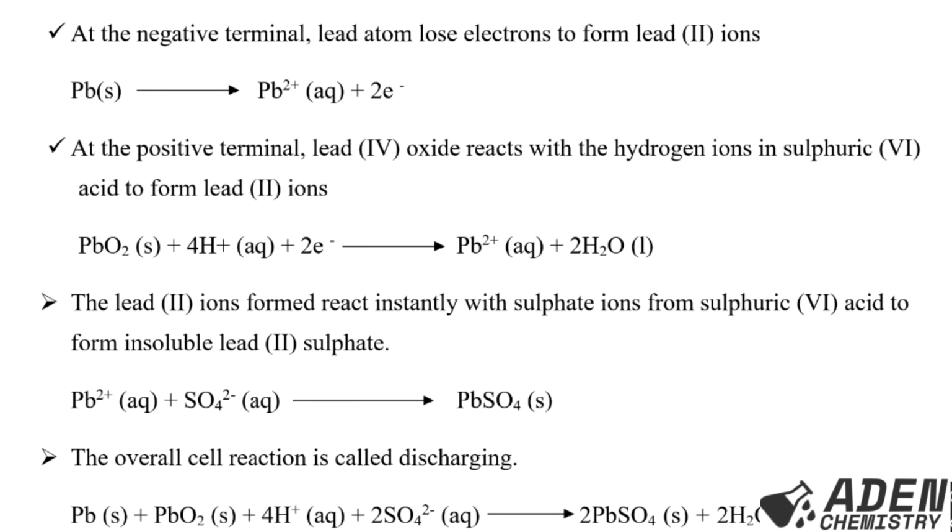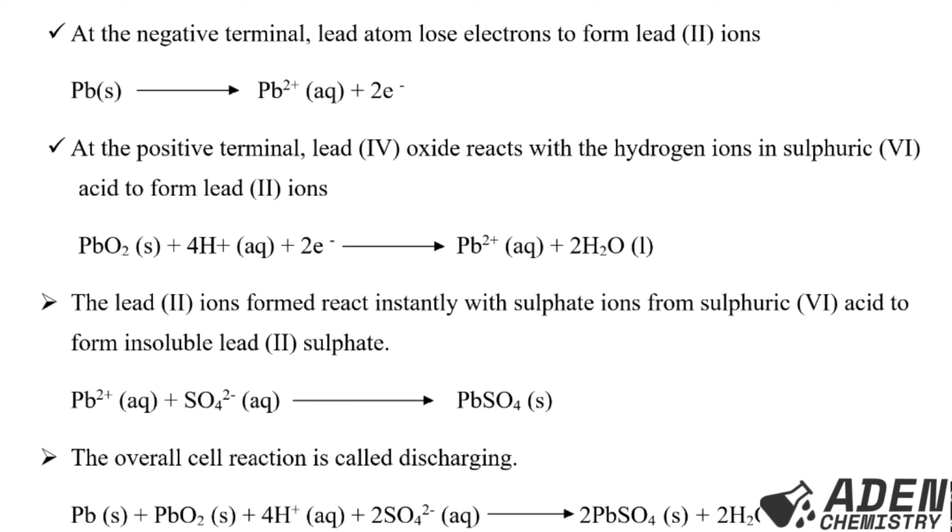Next, at the positive terminal, that's the cathode, we are told lead(IV) oxide reacts with the hydrogen ions in sulfuric(VI) acid to form lead(II) ions. This is the equation at the cathode. We have lead(IV) oxide solid reacting with 4 moles of hydrogen ions from the sulfuric(VI) acid, which was acting as our electrolyte, plus 2 electrons gained from the anode. So we are going to get lead(II) ions aqueous and also 2 moles of water, which is liquid.